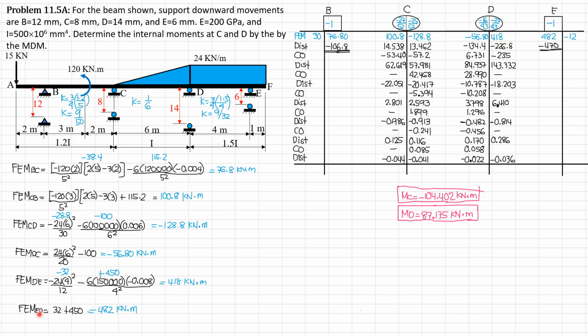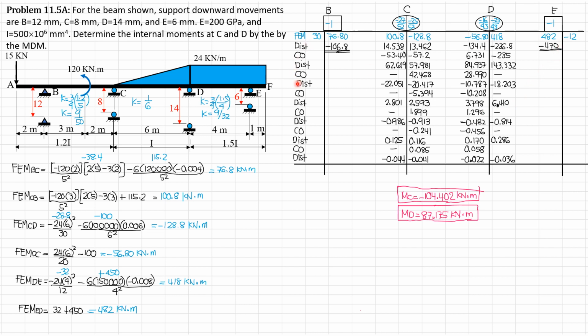Then finally ED, because of symmetry, the fixed moment due to the load is positive of this, so positive 32. Then the side sway moment remains 450, so 482 kilonewton meter. And of course, moment EF is negative 24 times 1 meter times 0.5, so negative 12.